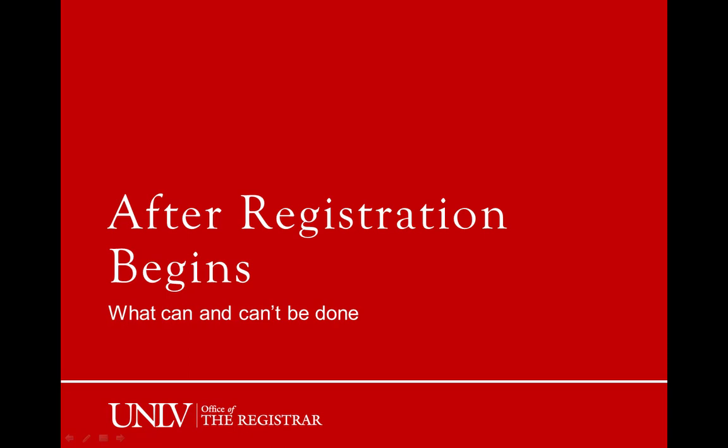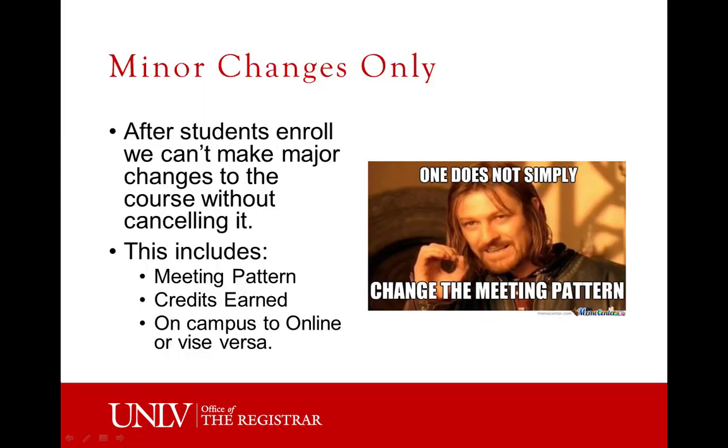Once registration begins, we are very limited as to what changes we can make if students are enrolled in a class. We can only take minor changes. Major changes are fundamental changes to how the class is taught. For example, the number of credits, mode of instruction, meeting pattern, and topic are all considered major changes and must be done prior to the beginning of registration.